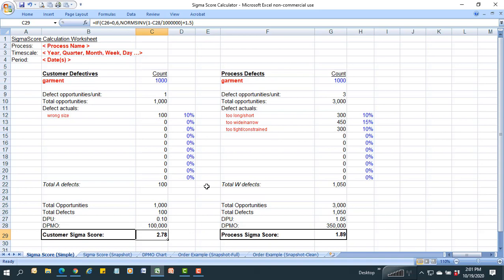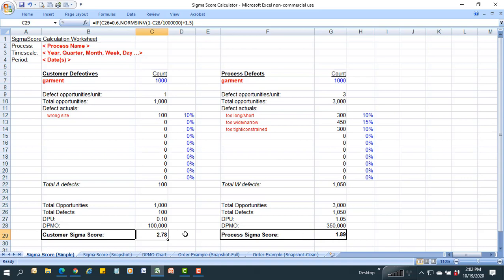So looking at this very, very simplified example, we have a customer sigma score of 2.78, which isn't particularly good. If 10% of our product is no good, that's not real great. On the process side, though, we have an even lower sigma score of 1.89. It's typical that the process sigma score won't be as good as the customer sigma score. It's not an absolute requirement. If you're good at catching defects in your process so the customer never sees them, you could have a very different process defect rate. But in general, you're going to find your process sigma score is lower than your customer sigma score.